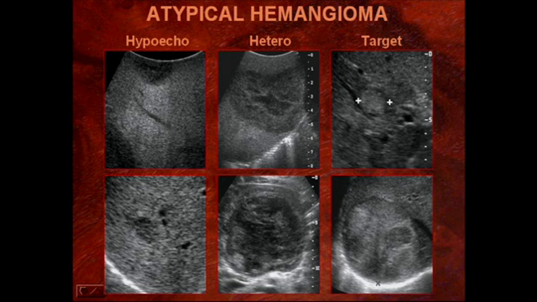Now, fortunately, this is very rare. The majority of target lesions that are encountered on sonography, as we'll hear about later, are malignant, but very rarely a hemangioma can have a target appearance, as in these two cases. Target appearance is a lesion that has a hypoechoic rim.